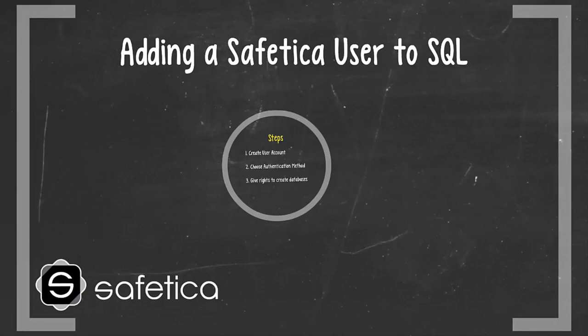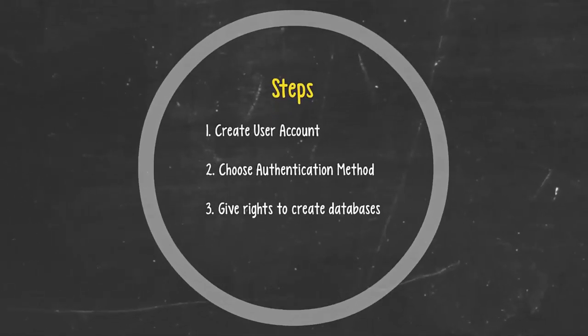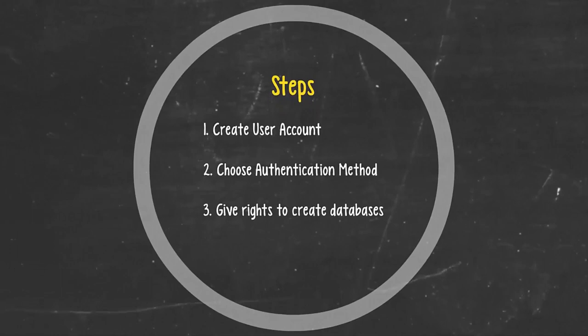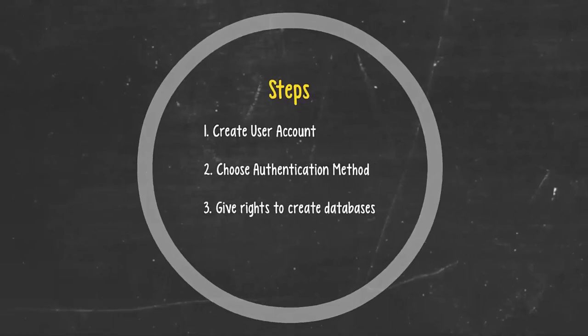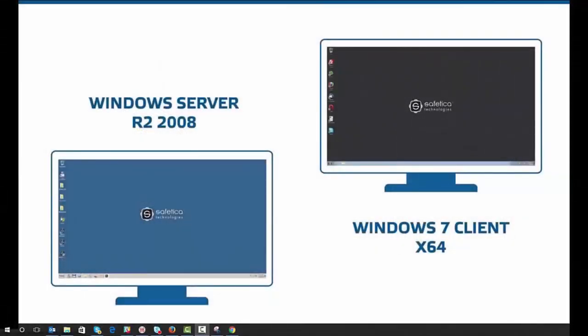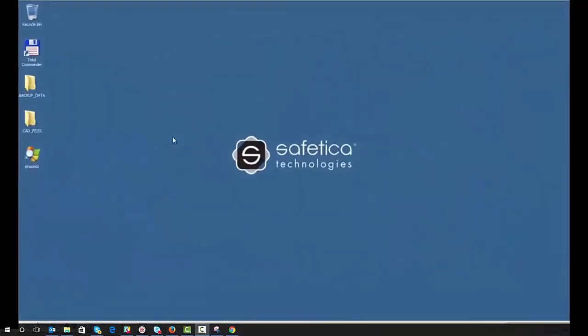The first thing we have to do is create a user account. There are three steps involved in this. Create the user account, choose an authentication method, and then give the user rights to create databases. Let's begin with step one. The first thing we have to do is add a Safetica user to SQL with rights to create a database.